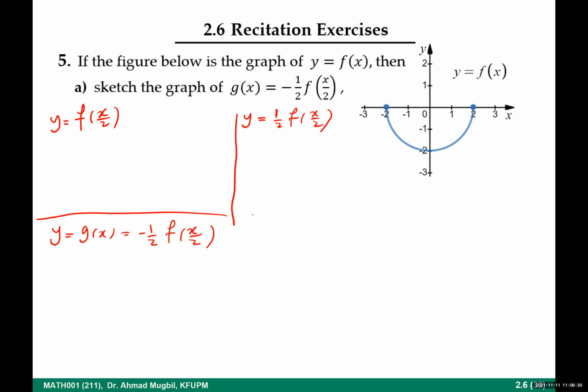So what we have, what is this? This is horizontal stretching. So what does that mean? That all the x values will be multiplied by what? By 2. Because the factor here is 1 over c. C is a half, so it will be multiplied by half.